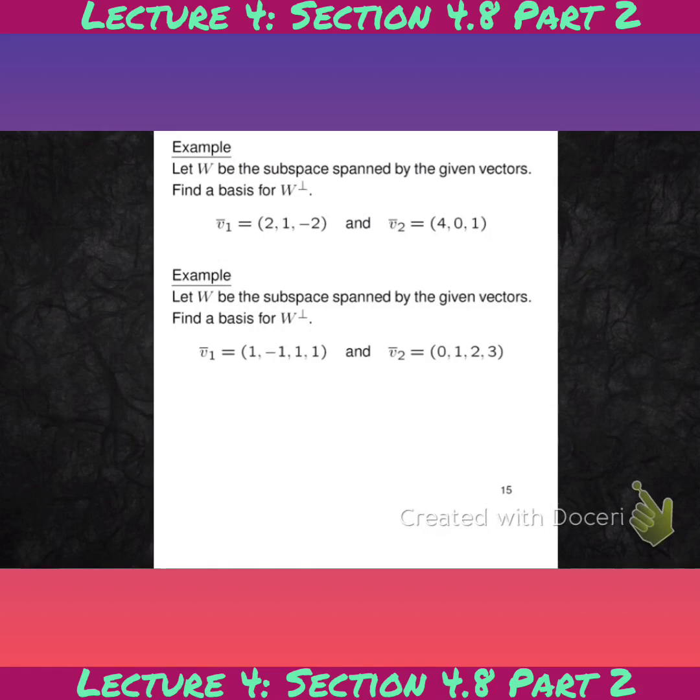Okay, so I'm going to do one last example. I'm going to do the first example, and the second example I will leave as an exercise for you guys to do. So in the first example, let W be a subspace spanned by the given vectors. The given vectors in this case are V1 and V2. Now what they want is for us to find a basis for the orthogonal complement of W.